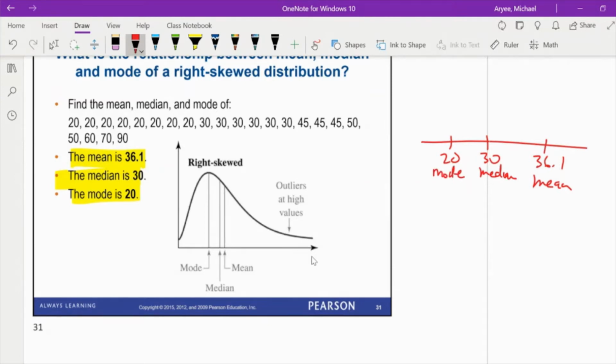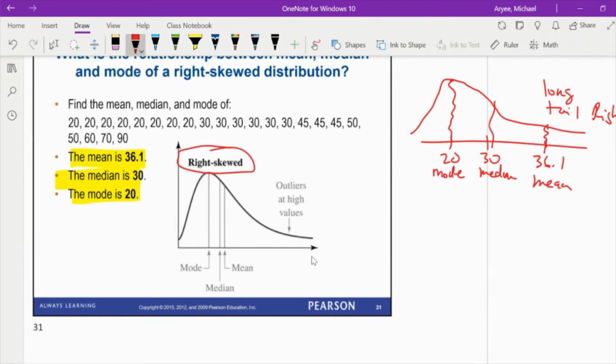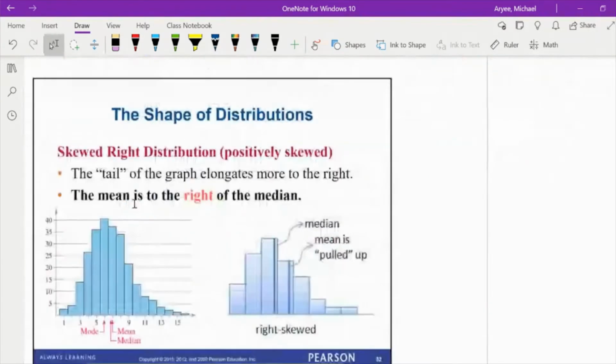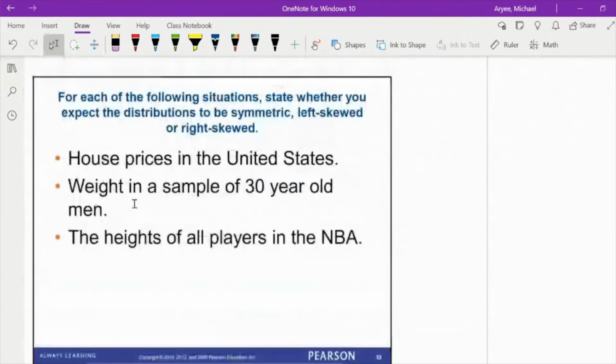So this is the mean, this is the median, and this is the mode. Here the mean is always drawn towards where you have the long tail. So you see that the long tail is on the right side, and the peak is over here. So the peak is here, the long tail is here, so this is skewed to the right. When you are given these measures of central tendency, you should be able to come up with what kind of skewness you have. So that's it for skewness.